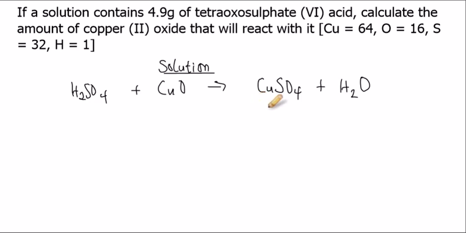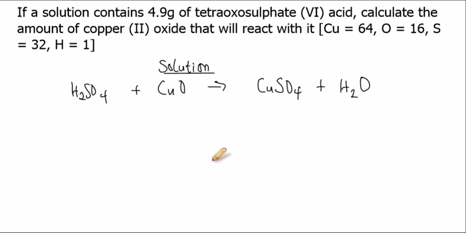So looking at hydrogen, we have 2 atoms present in the reactant side. We have 2 as well in the product side. For sulfur, we have 1 on both sides. For oxygen, we have 5 on both sides. For copper, we have 1 in the reactant side, and in the product side we have 1 as well. So we have a balanced chemical equation.